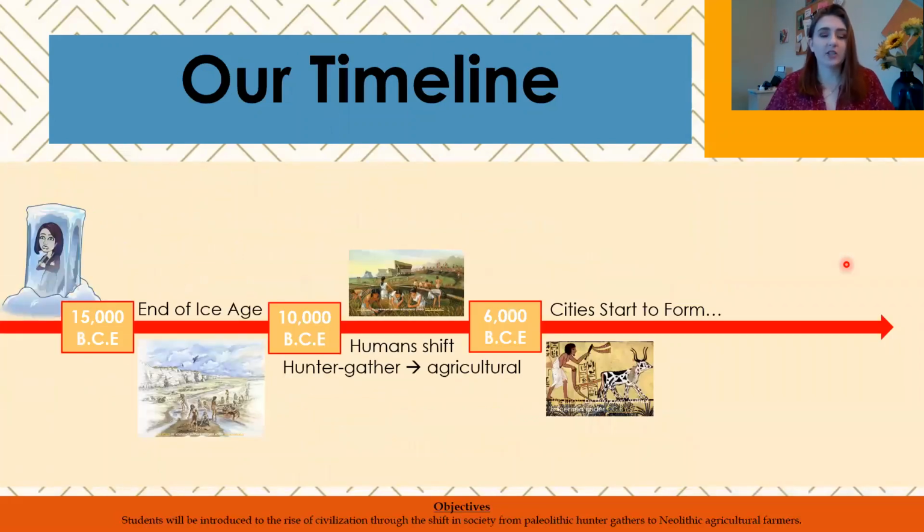So timeline-wise, let's just think through. Around 15,000 BCE, we have the end of the Ice Age. By 10,000 BCE, humans began to shift from hunting-gathering to agricultural society. And by 6,000 BCE, we see our first cities forming. Overall, we see a massive shift over almost 5,000 years, creating a huge shift from hunter-gatherers to agricultural farmers. And this is our Neolithic Revolution.